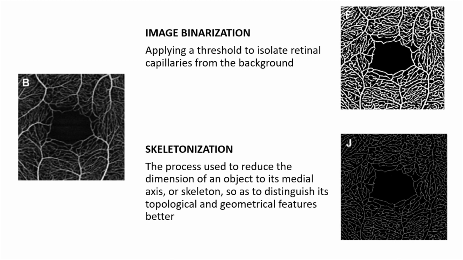These are just terms which we need to know if the other measurements need to be done. So there is image binarization. The calculation of the vessel density also is done on a binarized image. A threshold is applied so that the retinal capillaries are isolated from the background. Similarly, skeletonization reduces the dimension of the vessel so that topographical and geometrical features can be distinguished.